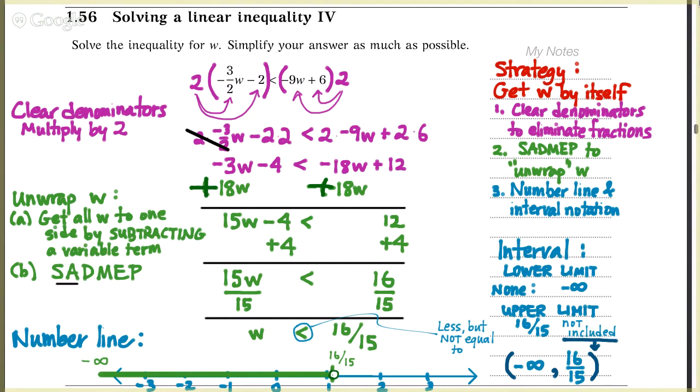Then we just had to unwrap that variable using the reverse order of operations, first adding 4 to both sides, and then dividing by 15 on both sides. That gives us a solution to this inequality in inequality form. w is less than 16 over 15.